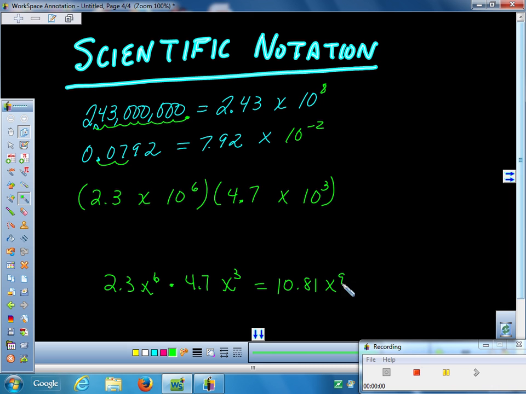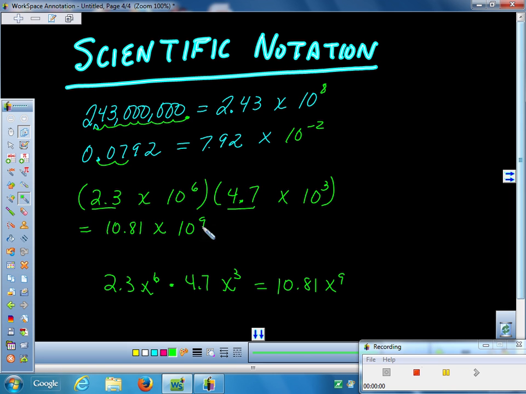This is the same thing. The number up front is your coefficient. The number behind is your variable to a power. So you multiply the numbers in front, which are 10.81, and then what's 10 to the 6th times 10 to the 3rd? Never change the base. 10 to the 9th.